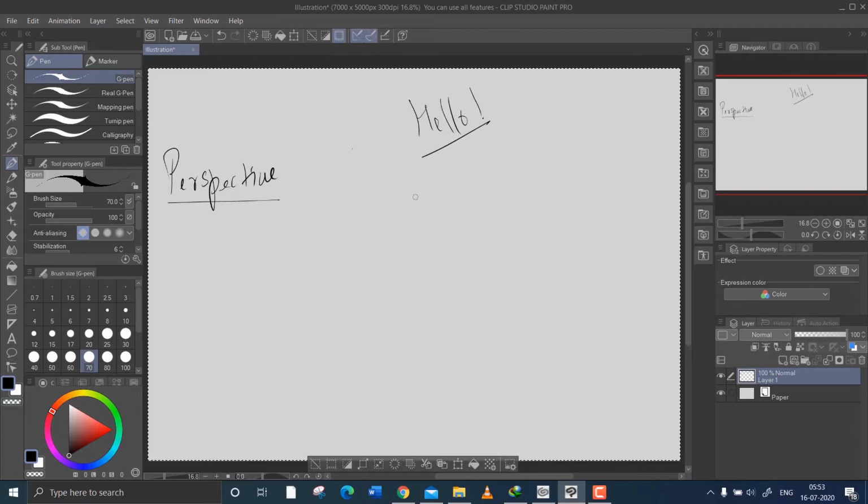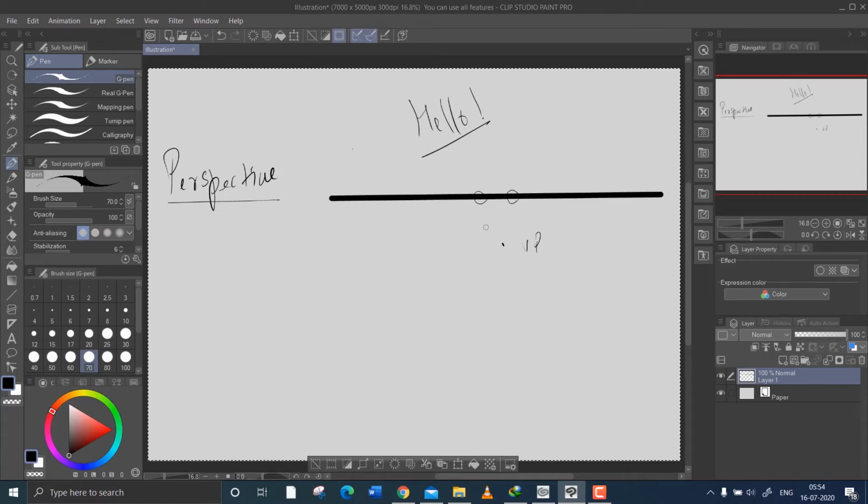So, before starting perspective, we need to know about two things. One is horizon line and one is vanishing point. Horizon line is basically the line that separates your sky and your ground. It is also your eye level. Horizon line moves with our eye level. If we move up, the horizon line moves up. If we move down, the horizon line moves down.